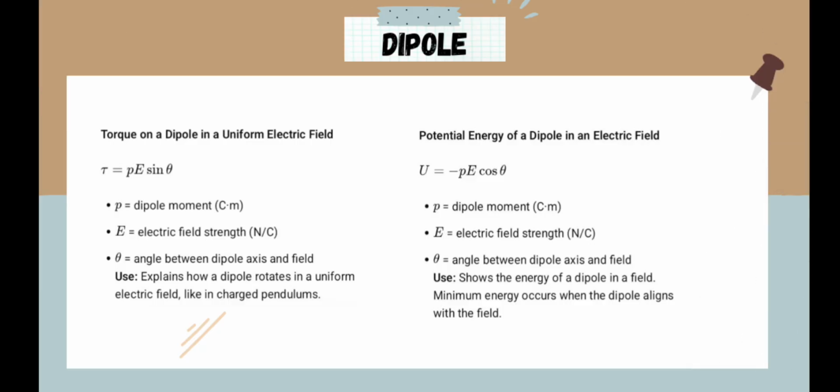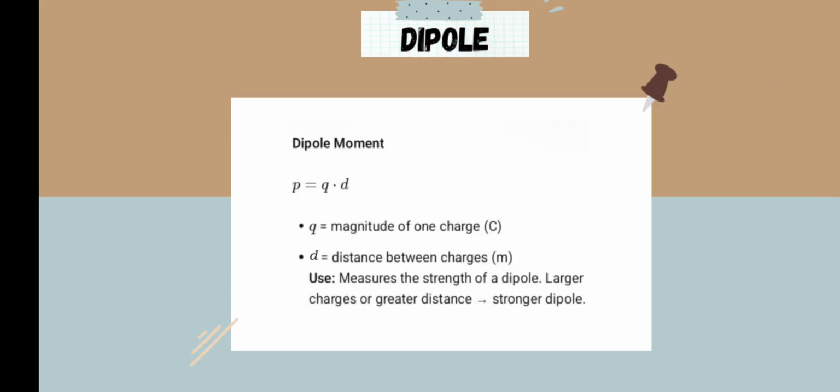These are the most common formulas of a dipole: calculating torque on a dipole in a uniform electric field, the potential energy of a dipole in an electric field, and lastly, the dipole moment.